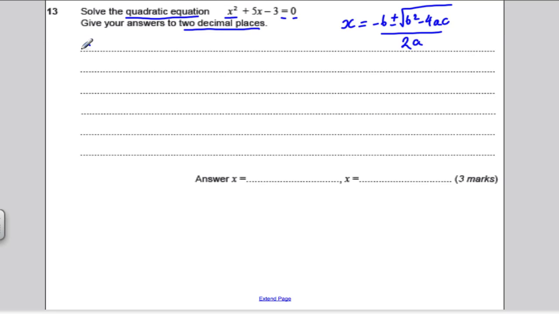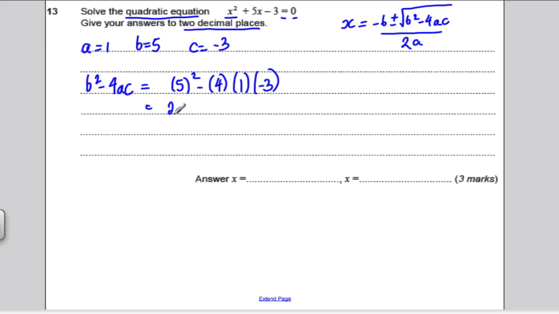A is the number in front of x squared, a is 1, b is the number in front of x, b is 5, and c is the number term, which is minus 3. I always suggest, rather than typing this straight into a calculator, you work out b squared minus 4ac first. This is known as the discriminant. So 5 squared minus 4 times 1 times minus 3. 5 squared is 25. 4 times 1 is 4, times minus 3 is minus 12, minus 12 becomes a plus 12, so b squared minus 4ac is 37.